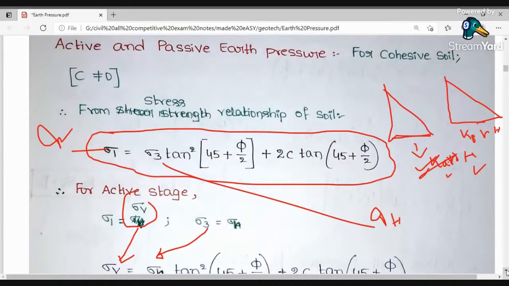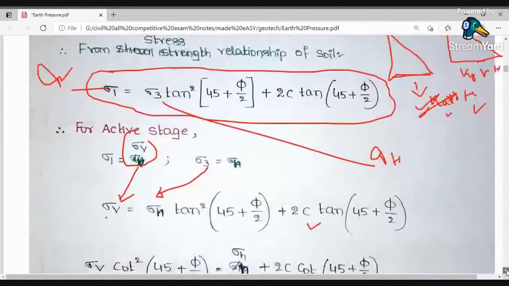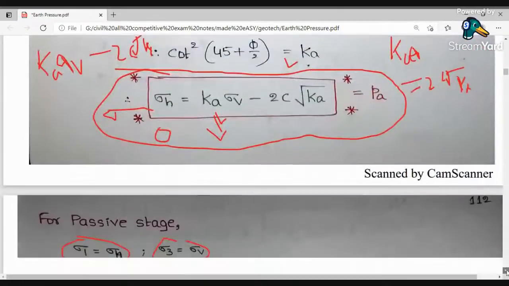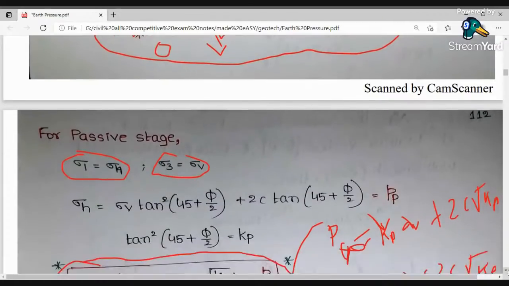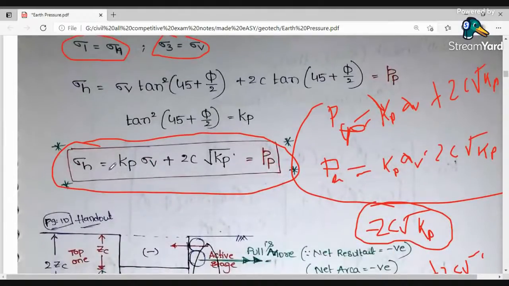Then we also derive the relationship between the active earth pressure and passive earth pressure for the cohesive soil like clay. And we finally arrive at sigma a is Ka sigma v minus 2c root Ka for active earth pressure. And for passive earth pressure the value is Kp sigma v plus 2c root Kp. We derived those two formulas.